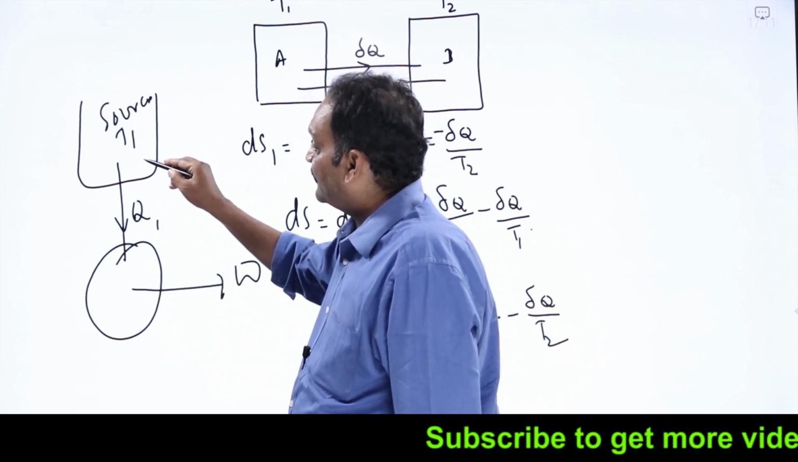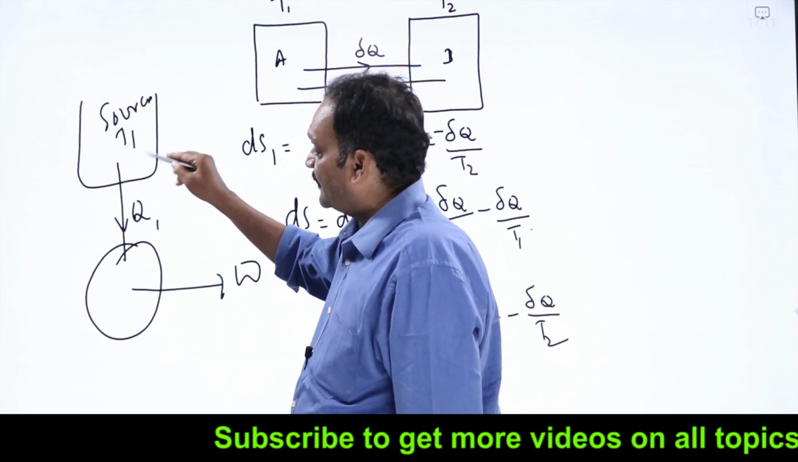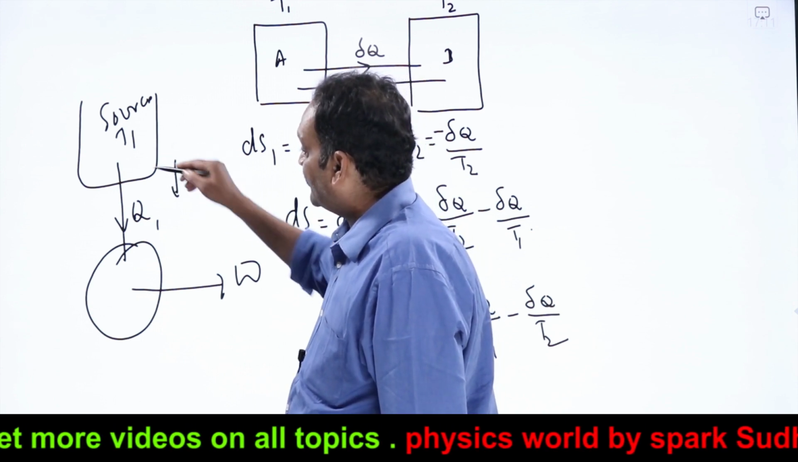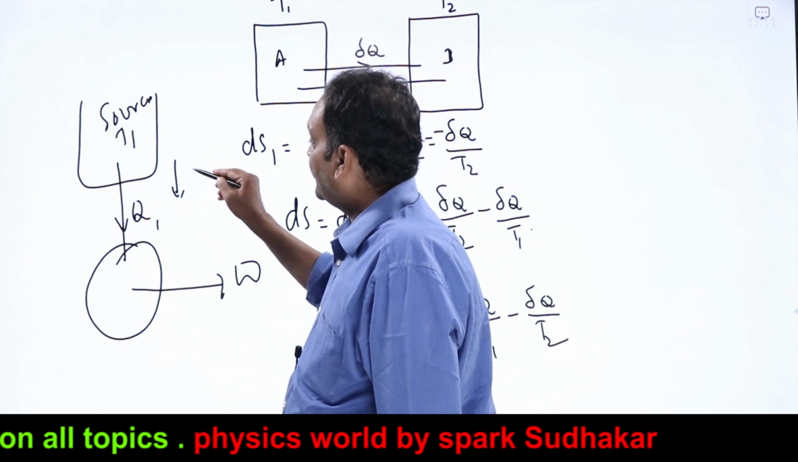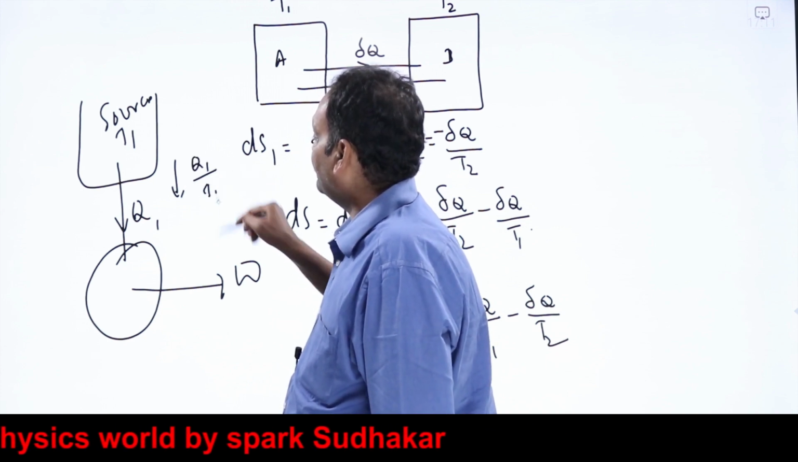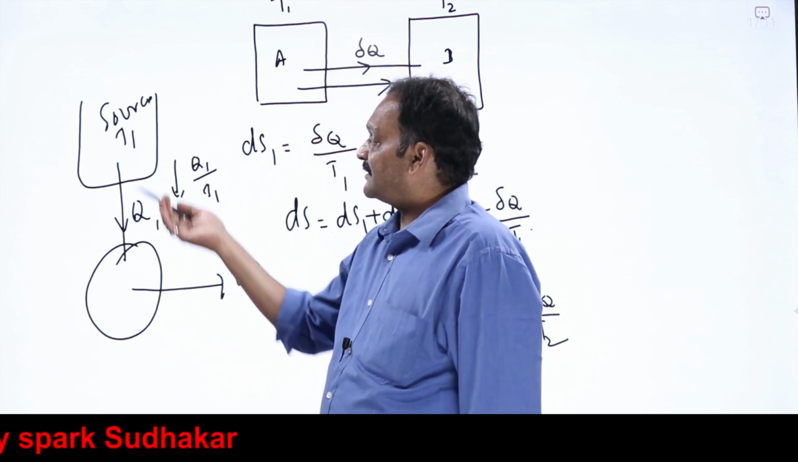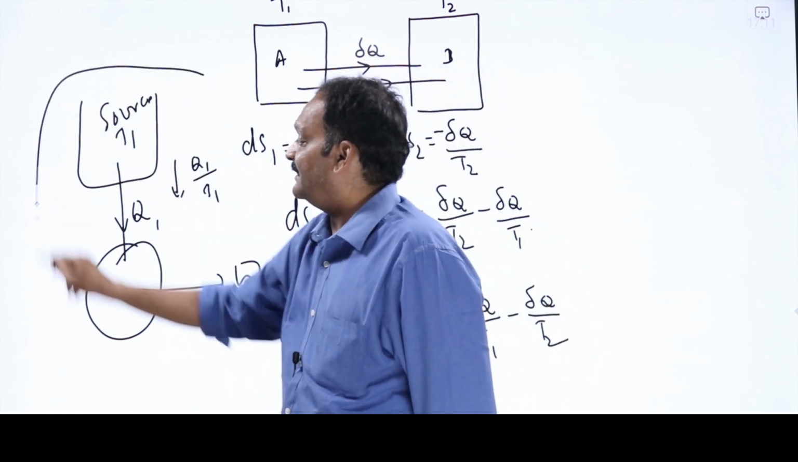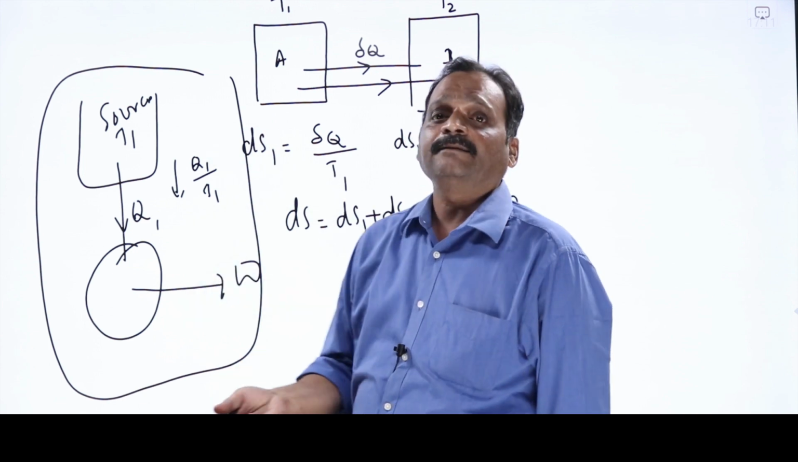But what is happening to the entropy of the source? It is decreasing, because you are taking out Q1 amount of heat. Entropy decreases by Q1 by T1. The source entropy is decreasing and the system's entropy is remaining constant, which means the universe's entropy is decreasing, which is impossible.